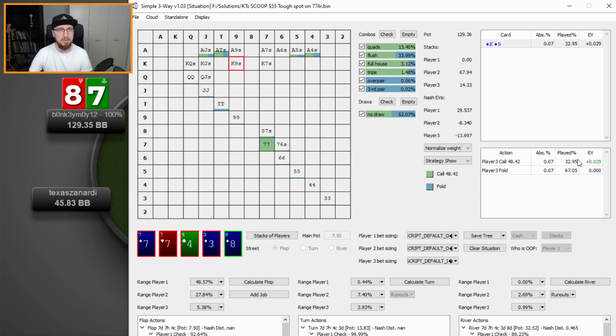So yeah, anytime you see some mixing like this, the EV is going to be like this as well. So, I guess calling here isn't that bad, but when it comes down to losing a massive pot at this stage, these mistakes all add up and compound each other, right?